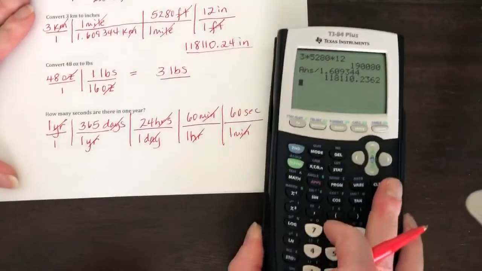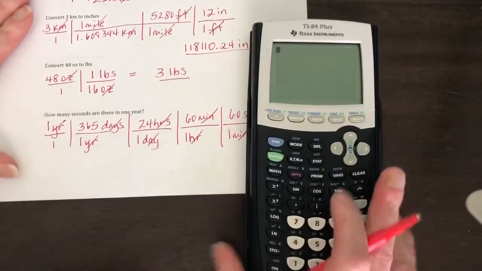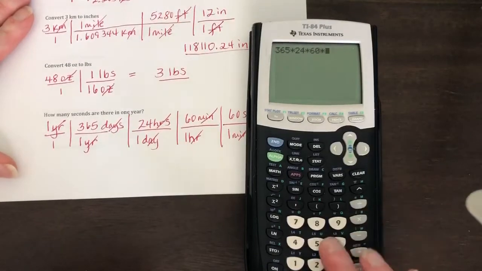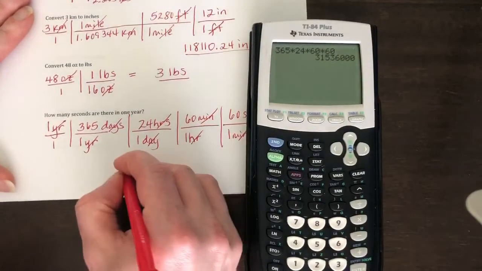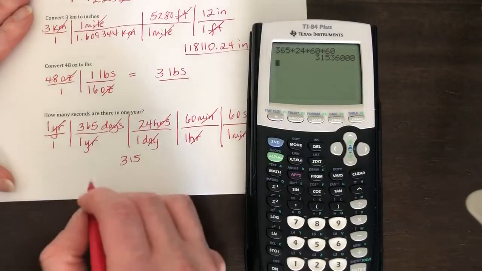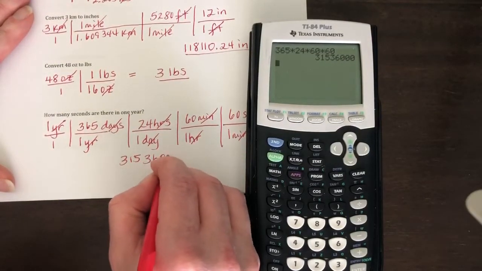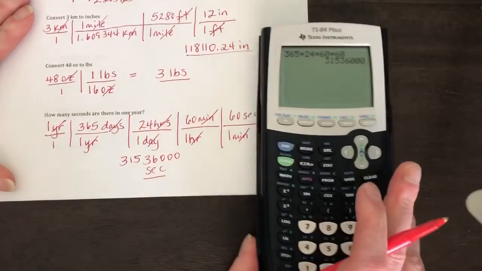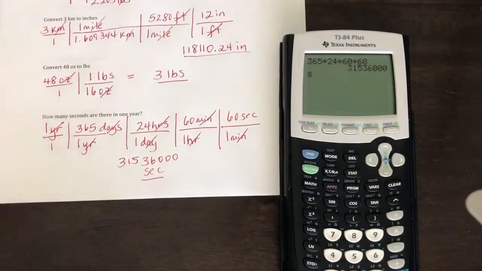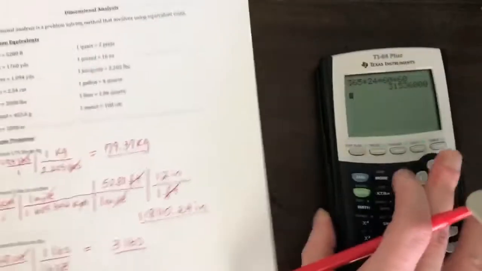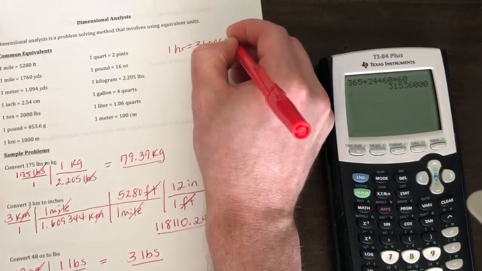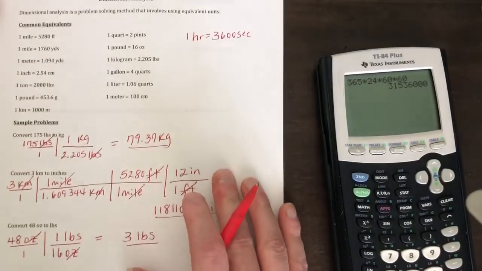Okay? So we're going to multiply all those across the top. So 365 times 24 times 60 times 60. So you get 31,536,000 seconds. Just an FYI, if you want to write this one down, 1 hour has 3,600 seconds. Okay, and that's what I'm going to be using for the rest of the example problems.